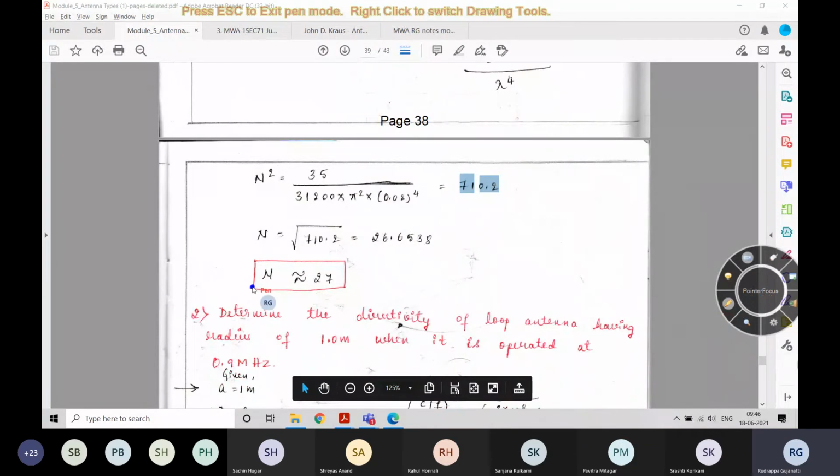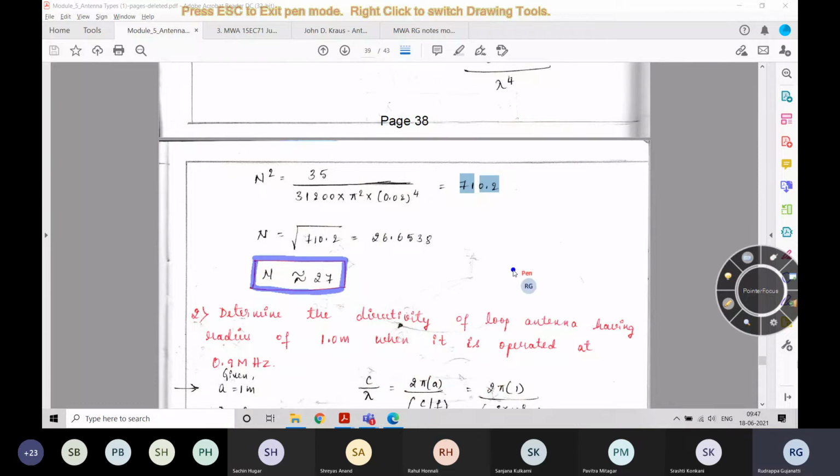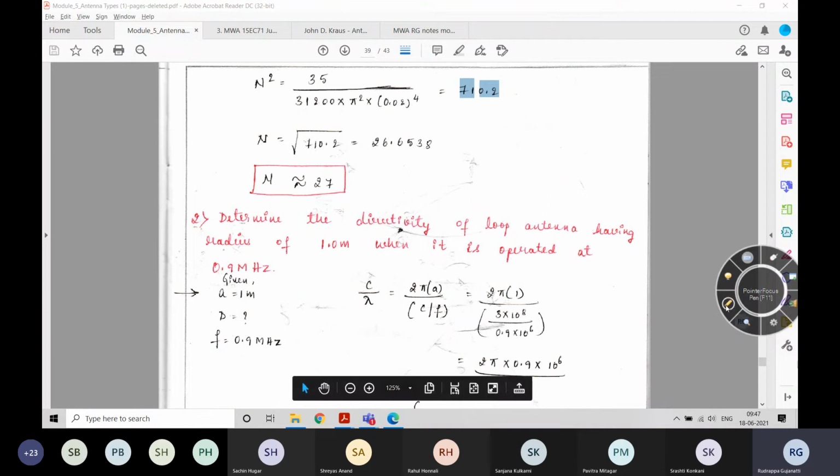So here the number of turns required to have a radiation resistance of 35 ohm is 27, and this is obtained for the small loop that we have considered. Similarly, let us have a look at the other problem.